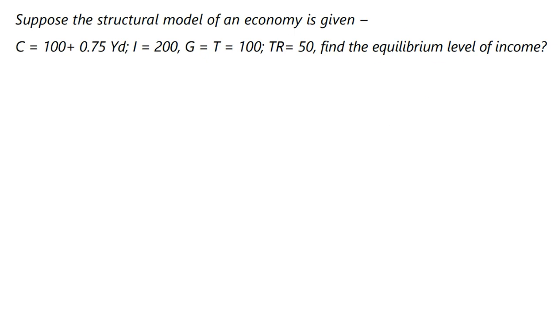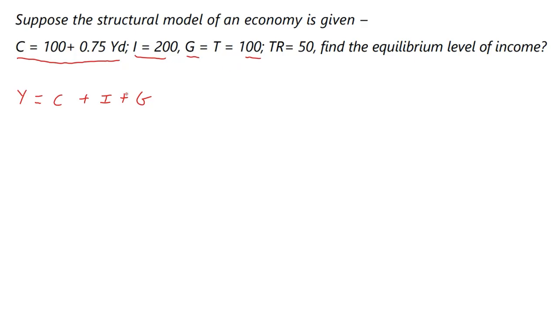Now you need to keep in mind that the equilibrium level of income is Y is equal to C plus I plus G. What you also need to keep in mind is that we've been given a formula for C, we've been given I, and as far as G is concerned, we know that G is 100.